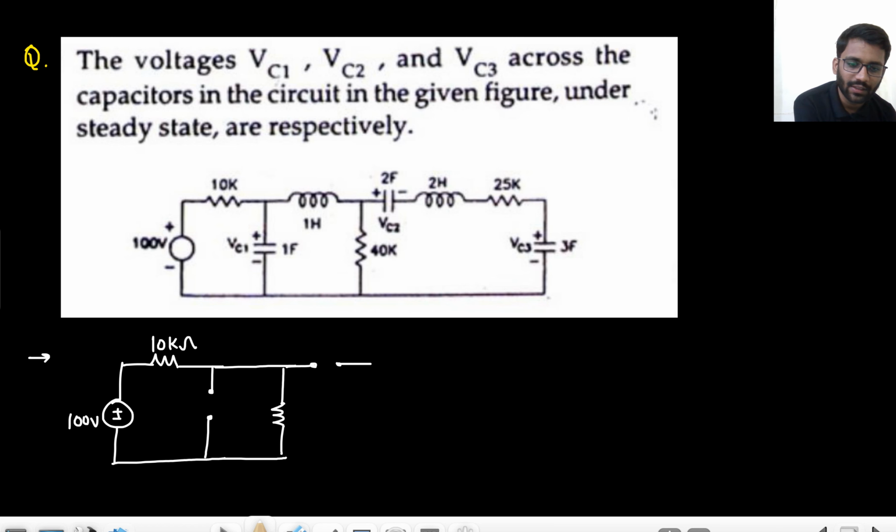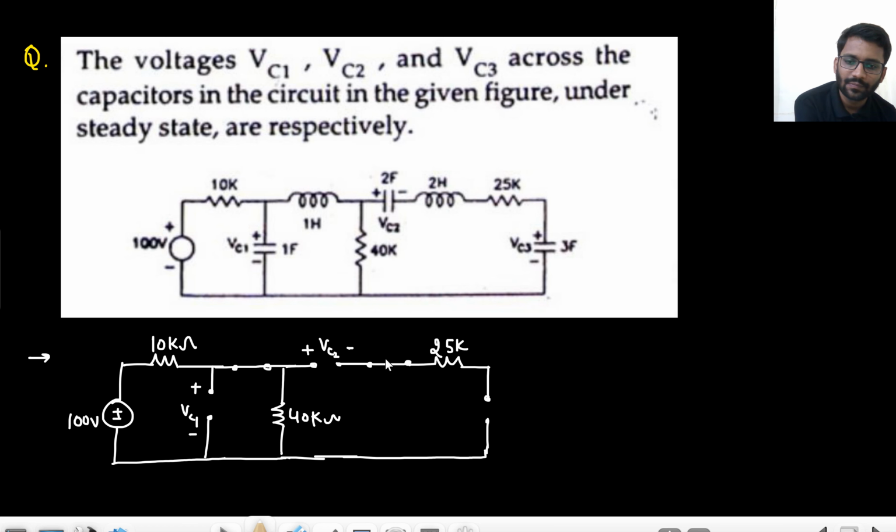This inductor will be shorted, but there is something, so I will make it like this. And there was also something, so I will make it like this. And this 25 kilo ohm will be there. And this 3F will be open circuited. Right? And this is 40 kilo ohm. This is Vc1. This is my Vc2. This is my Vc3. Let's just call this IL2 and this IL1. I will find all the values.